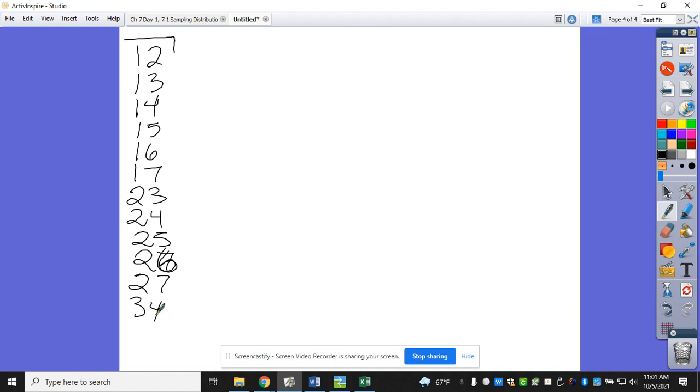So I just went through and wrote down all possible combinations of two numbers, 1 to 7. It's easier to do it that way, and then now write down what's left. So of my first sample, if those numbers aren't in my sample, what is in my sample? 3, 4, 5, 6, 7.